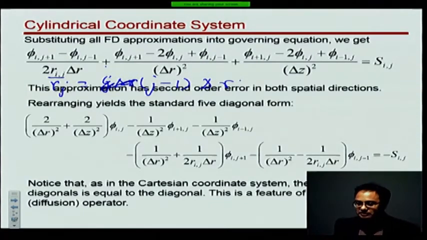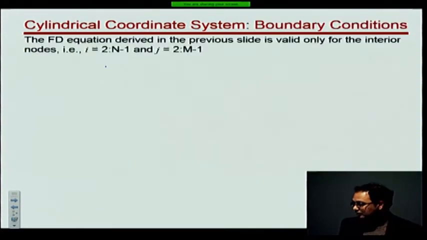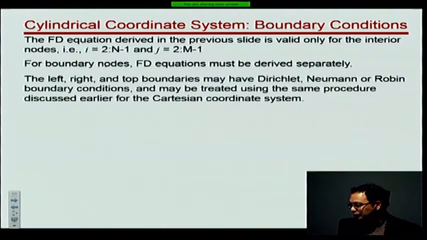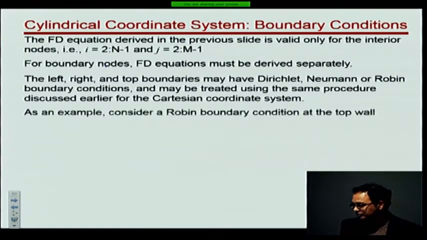Okay. Now these finite difference equations are obviously, as you know, valid for only the interior nodes. So what about the boundaries? What do we do? Okay. So left, right, top boundaries may have Dirichlet, Neumann, or Robin boundary conditions, just like in the Cartesian coordinate system. Okay, and we've talked about this when we did Cartesian coordinate systems. There is no difference. So here is an example of a Robin boundary condition.